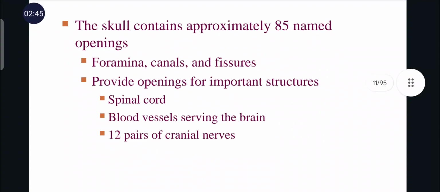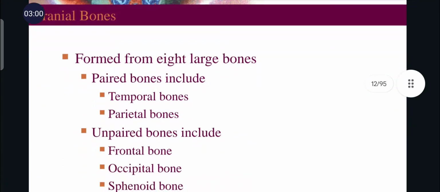The skull consists of approximately 85 openings, which include foramens, canals and fissures. They provide openings for important structures like the spinal cord, blood vessels and 12 pairs of cranial nerves.